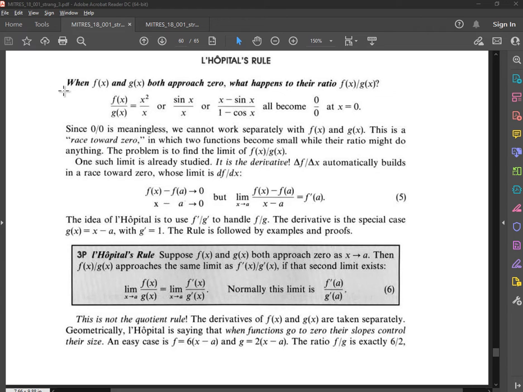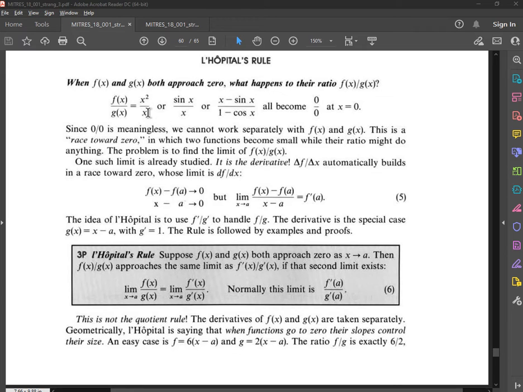All right, let's say something about L'Hopital's rule. So we're talking here about limits of ratios of functions. Here we have f of x and g of x. So if we take their ratio, we get another function. And we've seen some of these examples before.